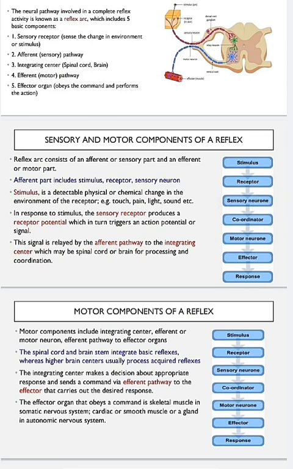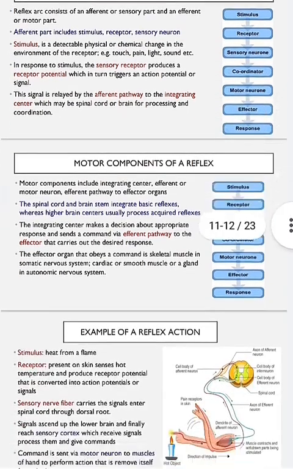Motor components of a reflex. Motor components include the integrating center, efferent or motor neuron, and efferent pathway to the effector organs. The spinal cord and brain stem integrate basic reflexes, whereas higher brain centers usually process acquired reflexes. The integrating center makes a decision about the appropriate response and sends a command via the efferent pathway to the effector that carries out the desired response. The effector organ that obeys a command is skeletal muscle in the somatic nervous system, or cardiac or smooth muscle, or a gland in the autonomic nervous system.